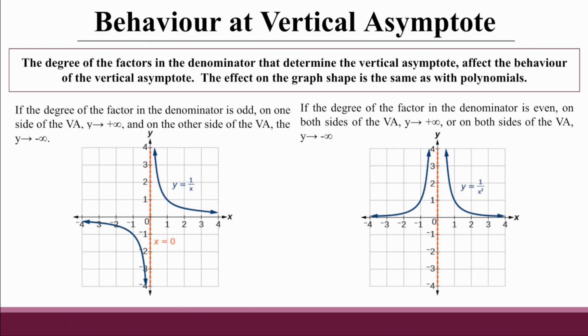If the degree of the factor in the denominator is odd, on each side of the vertical asymptote, the function will approach infinity in opposite directions. However, if the degree of the factor in the denominator is even, on both sides of the vertical asymptote, the function will approach infinity in the same direction.